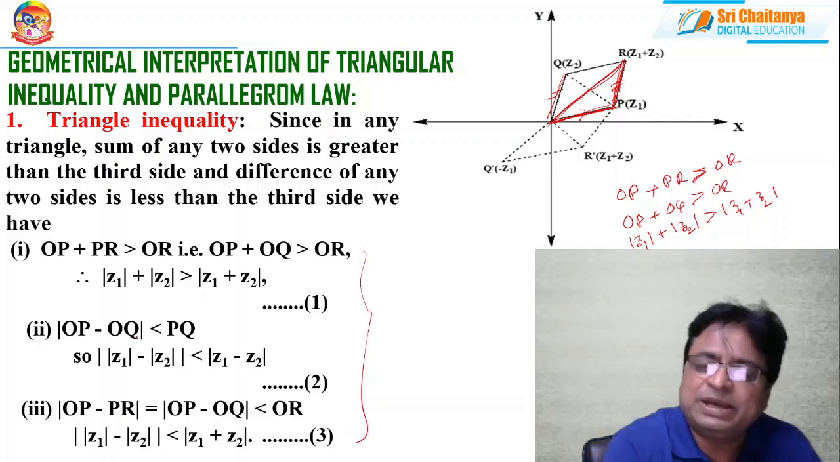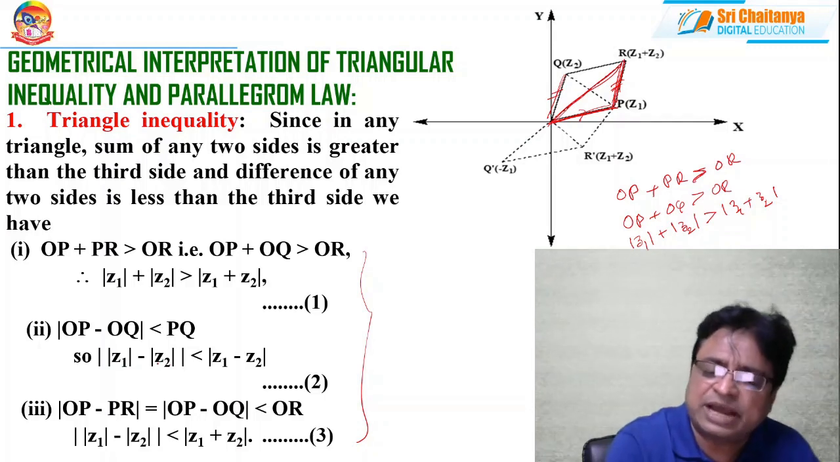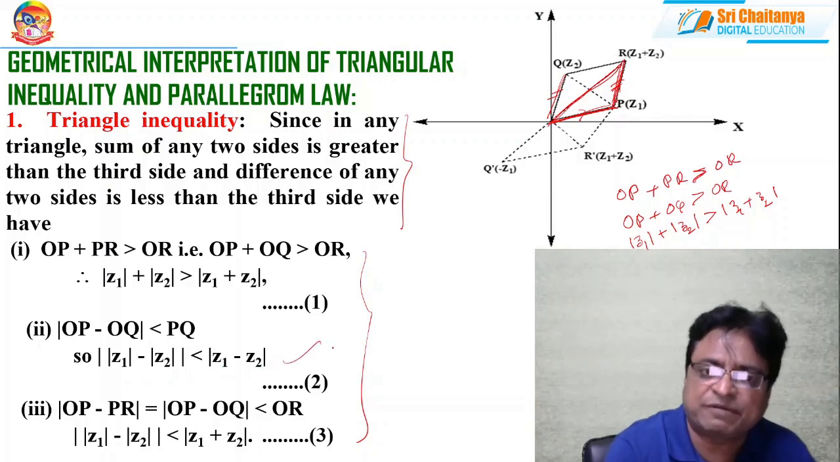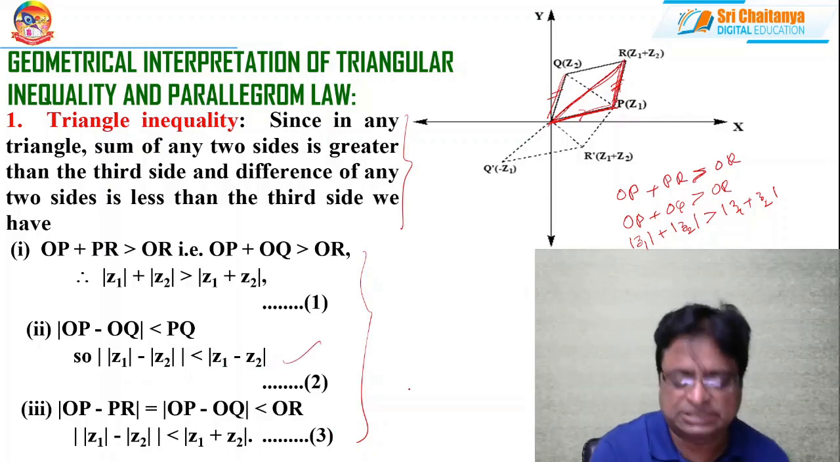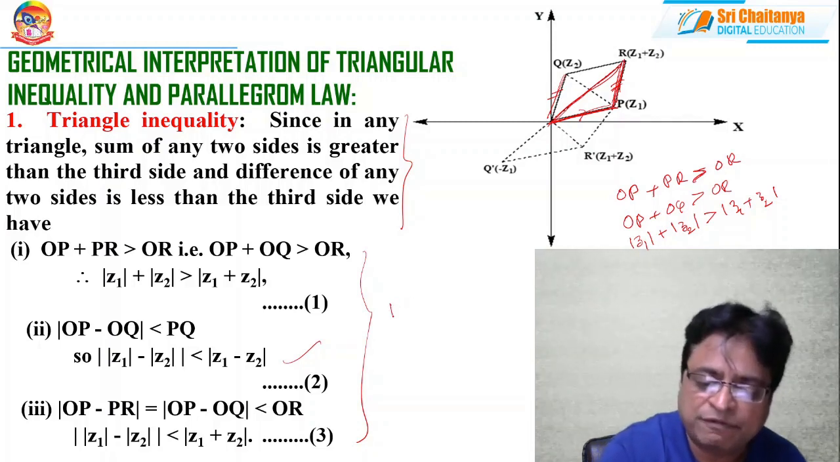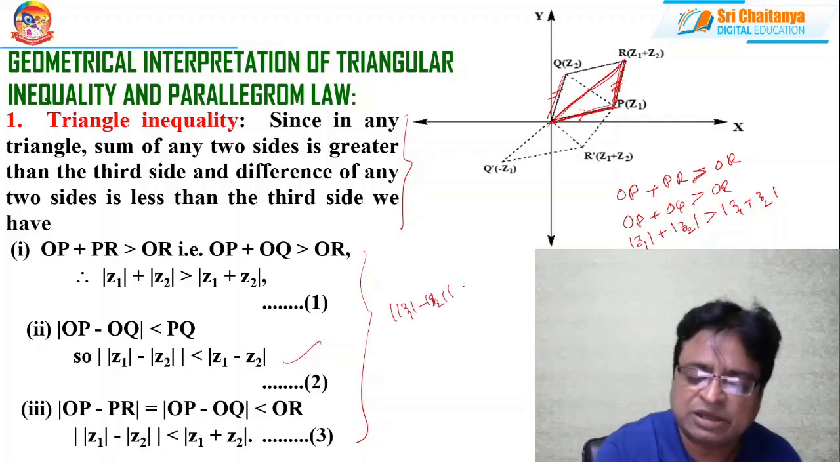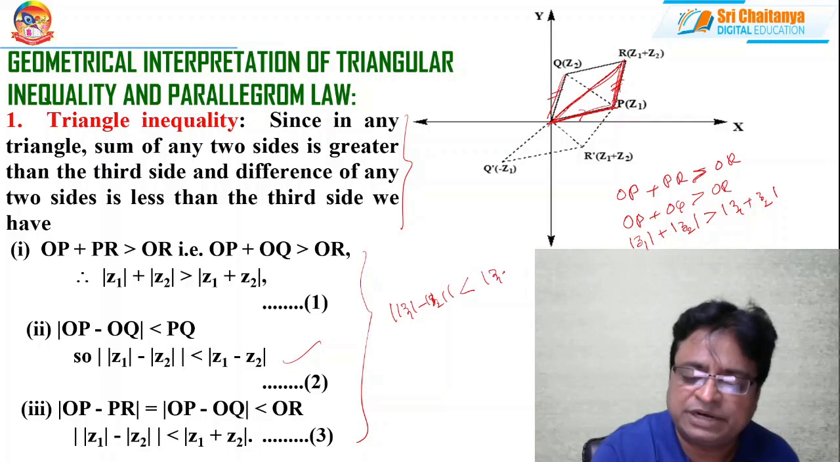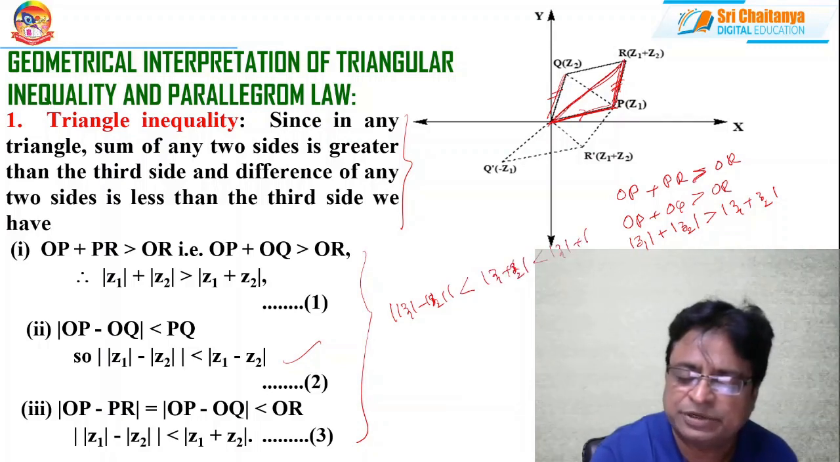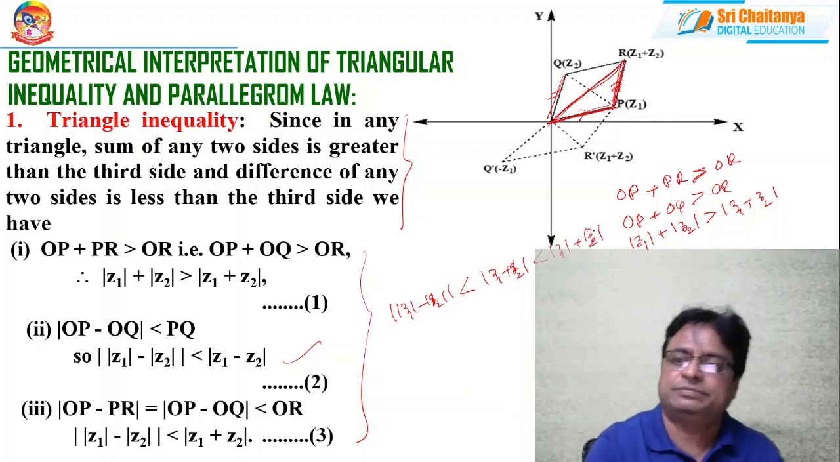Similarly, mod of OP minus OQ, that is mod of mod Z1 minus mod Z2. Observe the diagram. I am just applying this principle. The same things hold good there. Even from 1 to 3, it is very clear that ultimately, mod of mod Z1 minus mod Z2 is always less than or equal to mod of Z1 plus Z2, which is always less than or equal to mod Z1 plus mod Z2. But equality holds good if at least one of the complex numbers is 0.